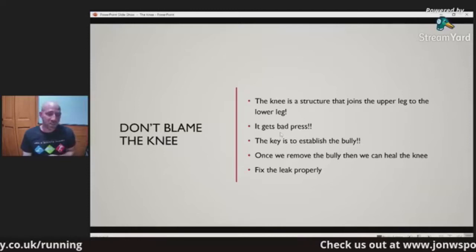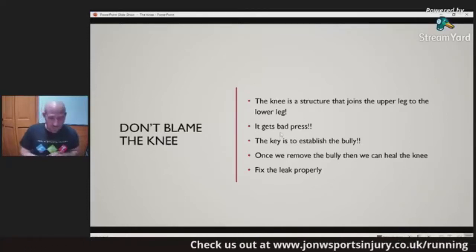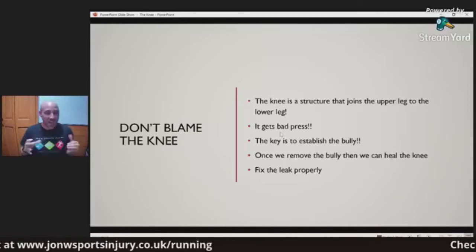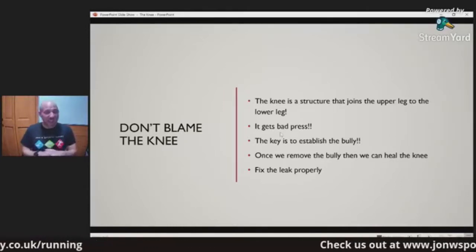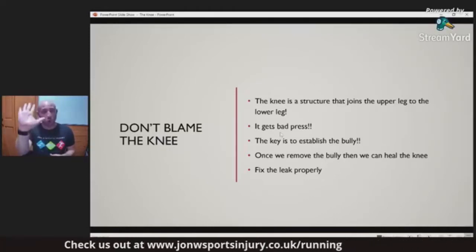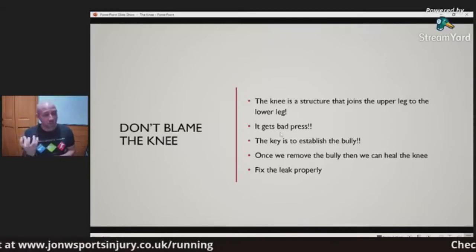So one thing, sorry, I did want to mention, just running a little bit slow for a second there, but just to fix the leak. Now, what I mean by this is to fix the leak properly. Again, another analogy I often give to people is if we have a leak at home, one thing we could do is just plug that leak. We could block that leak with something, but we all know that's not going to cure the problem.